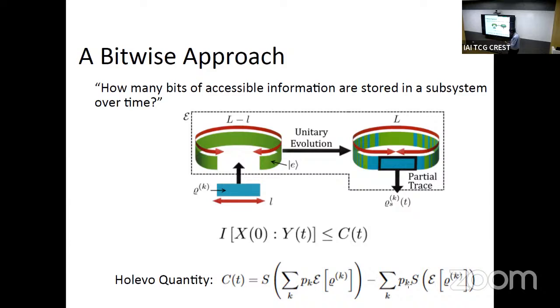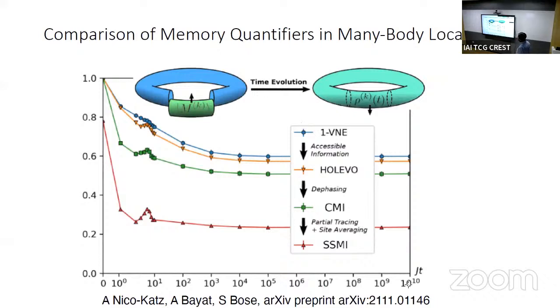So Holevo takes all that into account, and then we computed that, and it's not much of a surprise, but we found that the accessible information is the black one, and the Holevo is the brown one. A lot of people have computed the von Neumann entropy, which is the upper bound on this. If you dephase the system, you get the classical mutual information. And if you just take single sites, then you get something which people have measured a lot, which is called the imbalance.